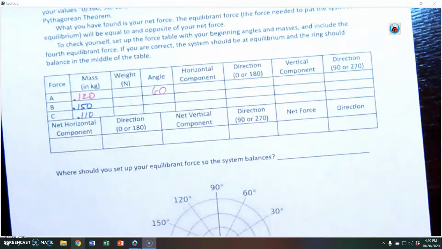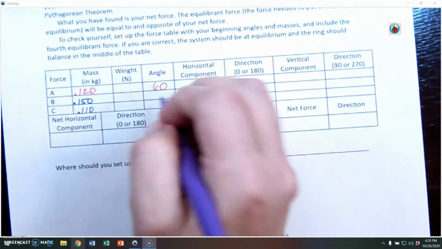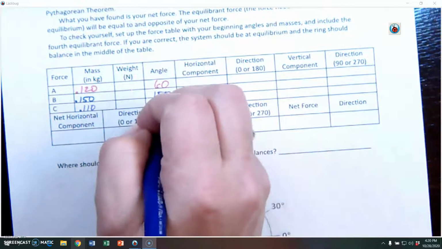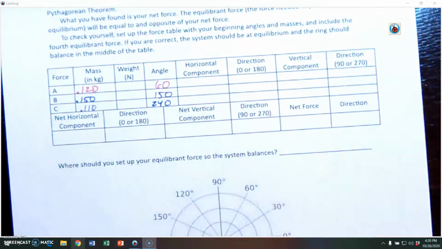Then I had them come up with an angle, any angle, between 0 and 90, maybe they used 60. Between 90 and 180, maybe they used 150. And between 180 and 270, I don't know, 240. And I got my colors backwards, but just work with me here.